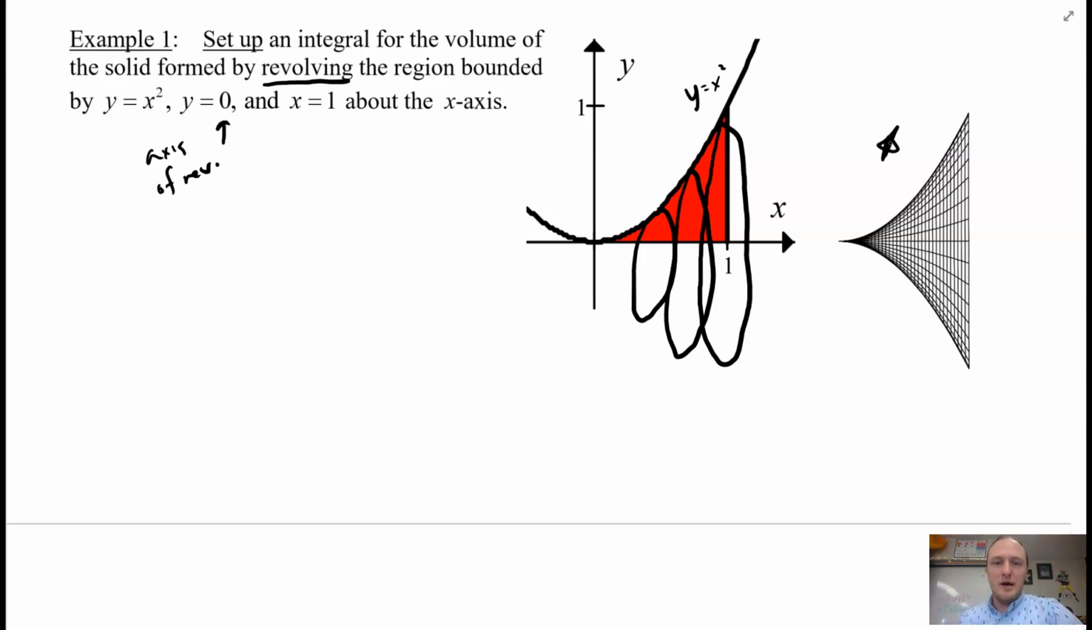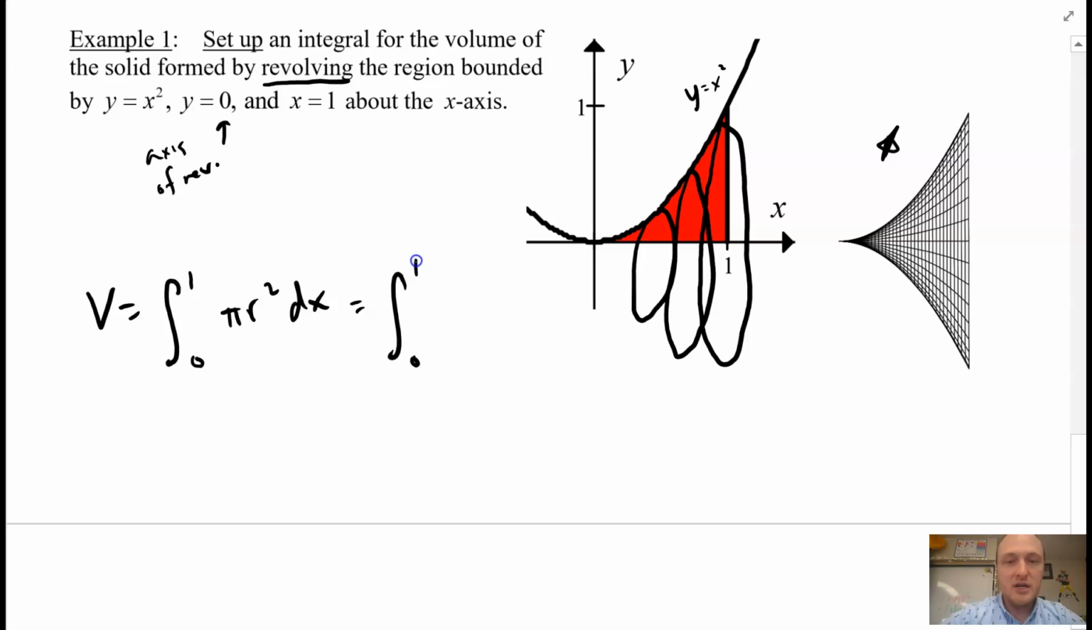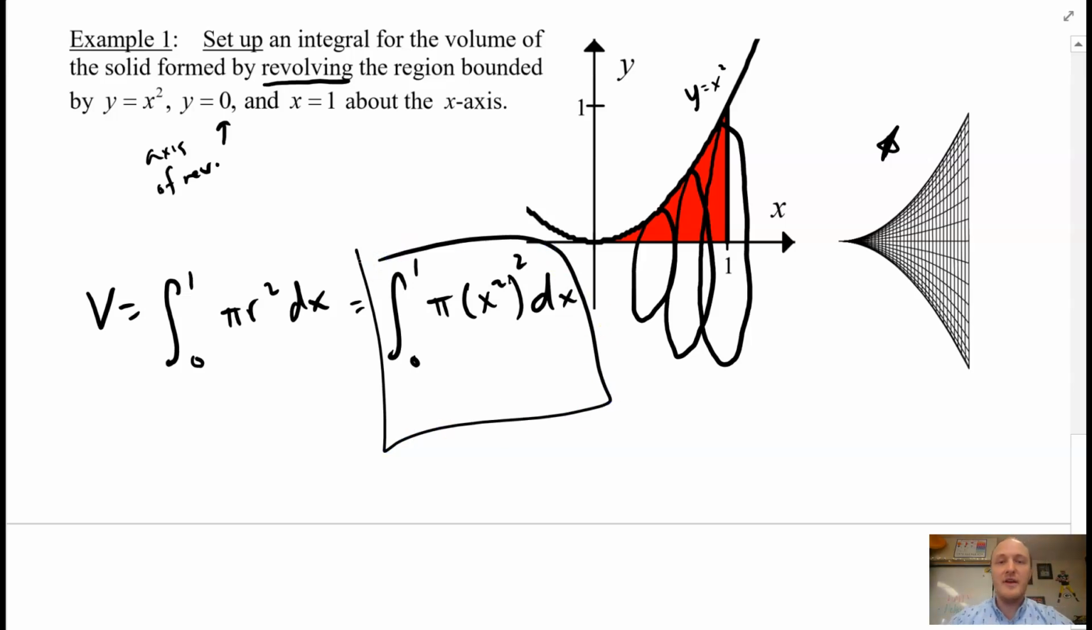I'm going to set up my integral. So volume is equal to the integral from 0 to 1. When I'm rotating this, my base is going to be a circle, and that is pi r squared dx. So again, what's our radius? Our radius is equal to x squared, so the integral from 0 to 1 of pi r squared, which is x squared squared, dx. And there is your answer. So there is our integral.